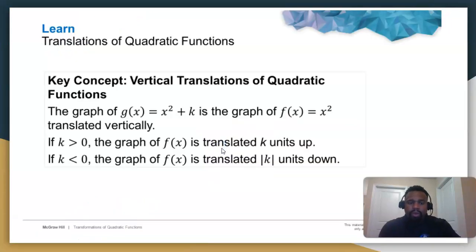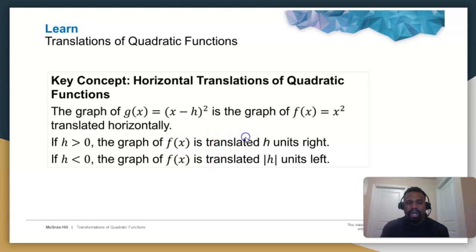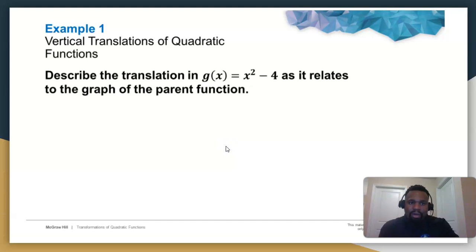We want to start by looking at translations, the sliding and movement of our parabola, which is our quadratic function. We have vertical translations, where you're moving up and down, and I'm going to explain that. And we have horizontal translations, where you move either left or right. Let's talk about vertical translations.